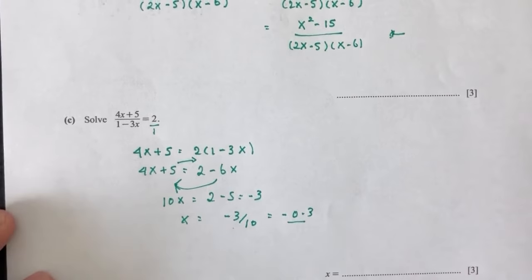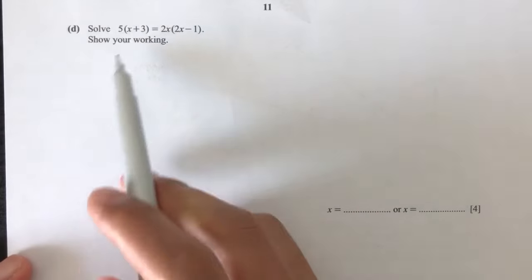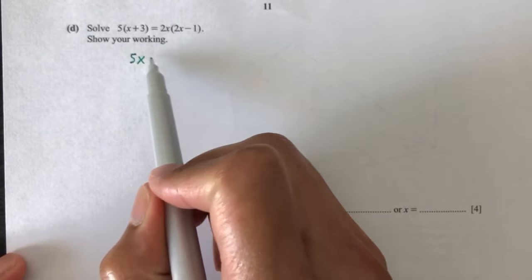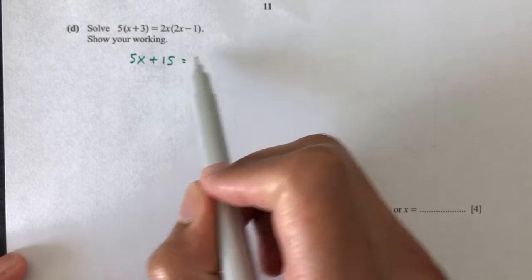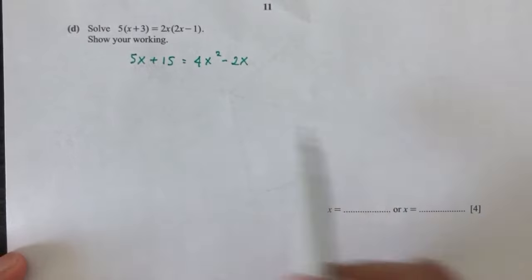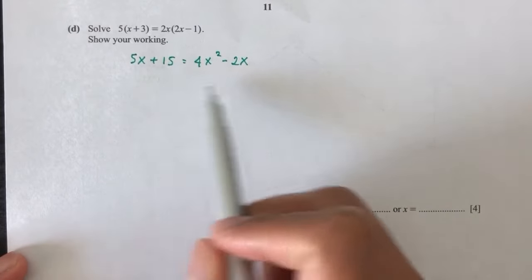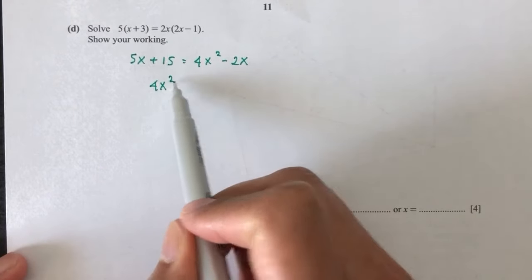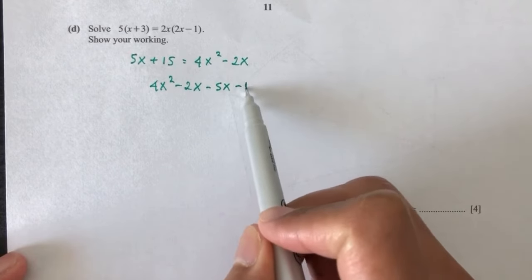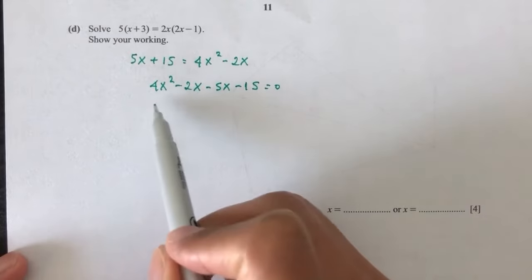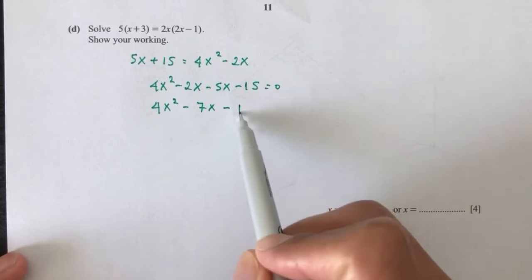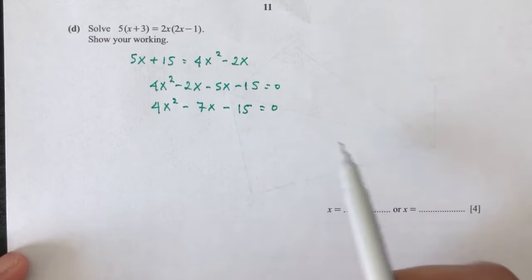That is part C. Moving on to part D, we have this equal to this. So we first expand. What do we have? We have 5x plus 15 equal to 4x squared minus 2x. Now, let's bring this over here. We have 4x squared minus 2x minus 5x and minus 15 equal to 0. Simplify. We have 4x squared minus 7x and minus 15 equal to 0.